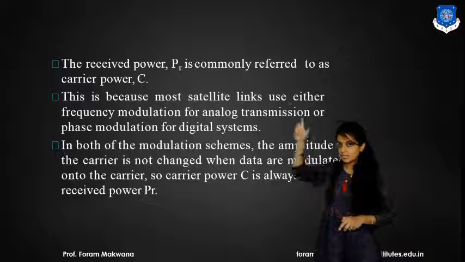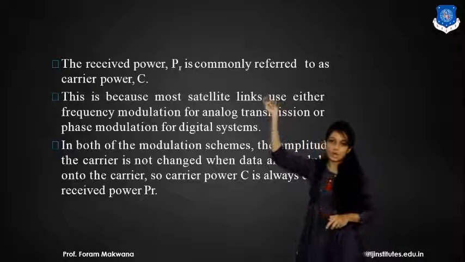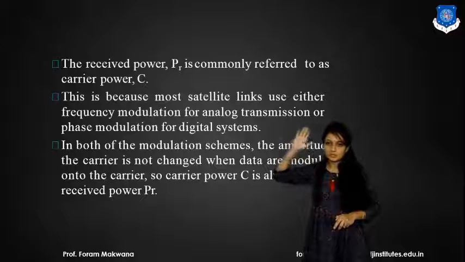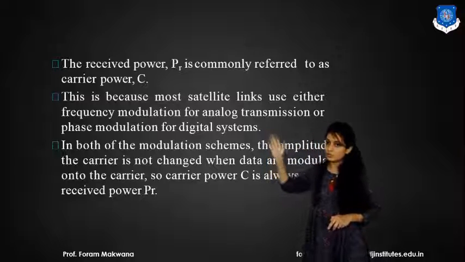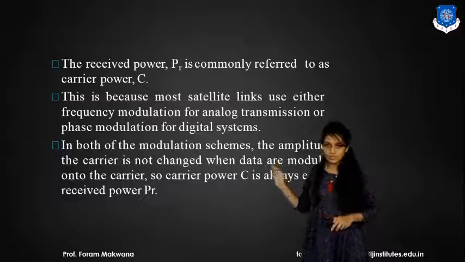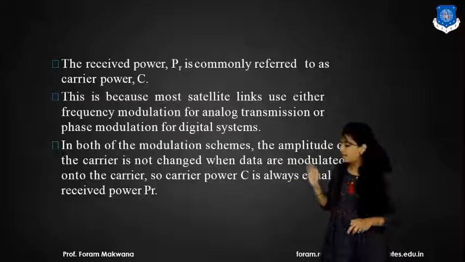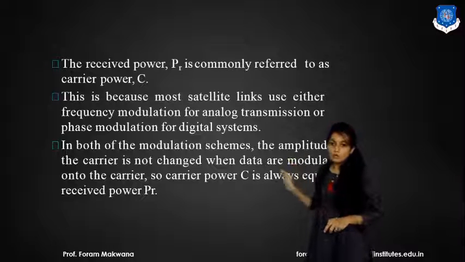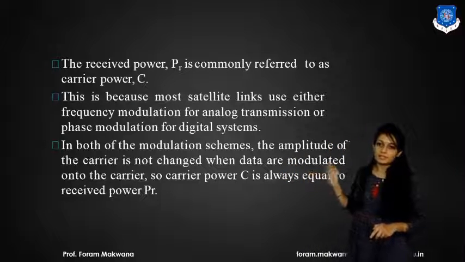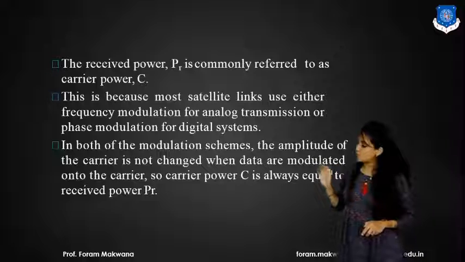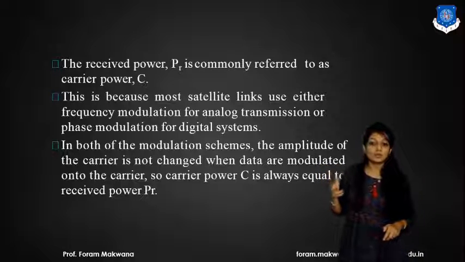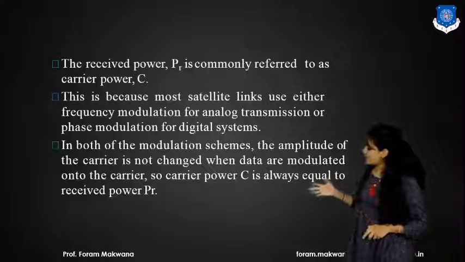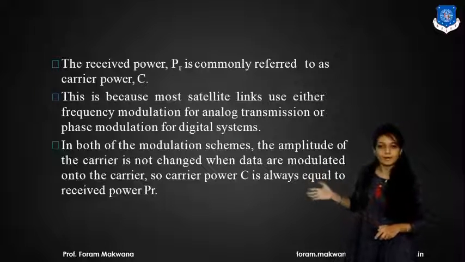The received power PR is commonly referred to as the carrier power. Why? Because most satellite links use either frequency modulation for analog transmission or phase modulation for digital transmission. In both modulation schemes, the amplitude of the carrier does not change when the data are modulated onto the carrier. So my carrier power is equal to the received power.